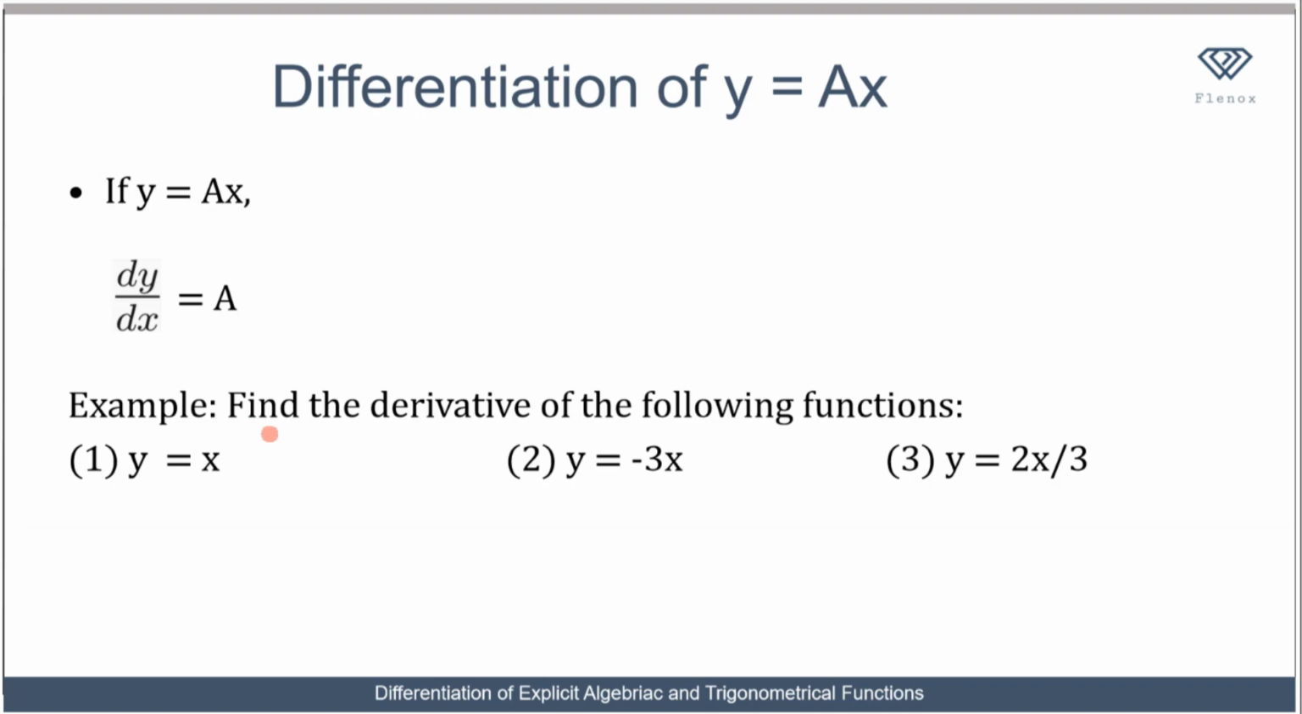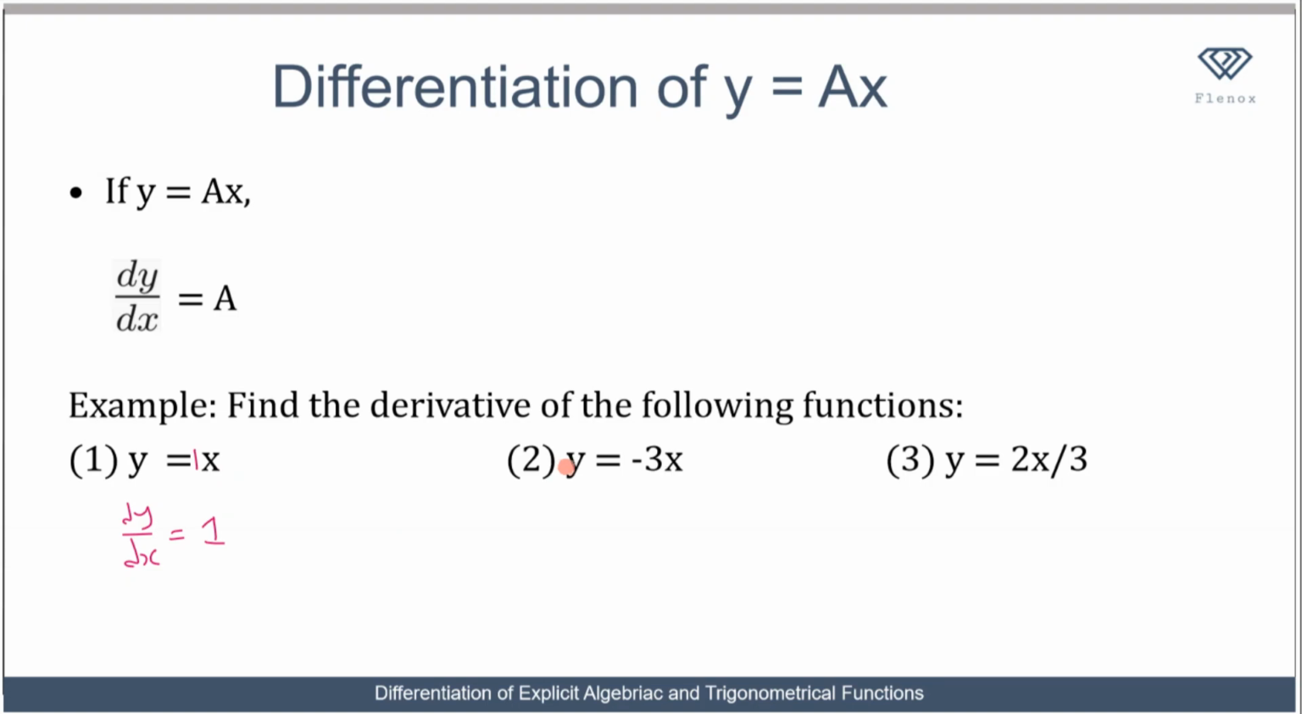So now let's look at this example. We are told to find the derivative of the following functions. So y is equal to x. So what is the coefficient of x? You can see that the coefficient here will be 1. So we know that dy over dx will be equal to what? Equals 1. The coefficient here is 1.